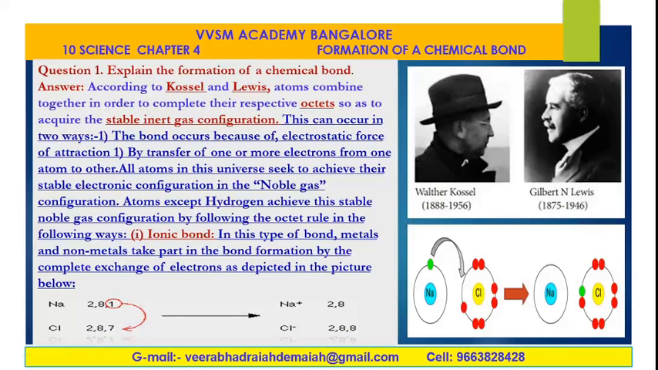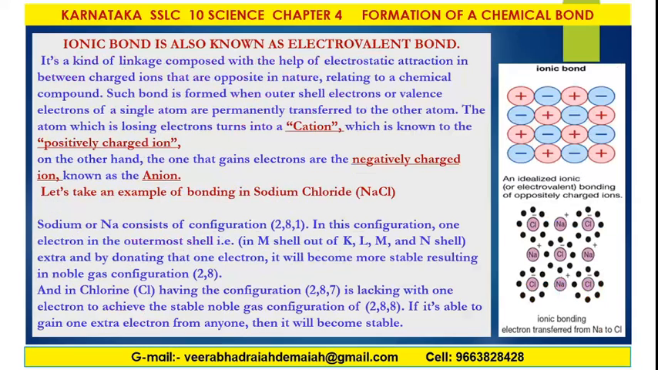We explain the formation of chemical bond according to Kossel and Lewis: atoms combine together in order to complete their respective octets. That is octet configuration. The s2p6 configuration is called octet configuration. This is 2,8 and 2,8,8, the octet configurations. This is Walter Kossel and Gilbert N. Lewis who gave the explanation that atoms combine together in order to complete their respective octets so as to acquire the stable inert gas configuration.